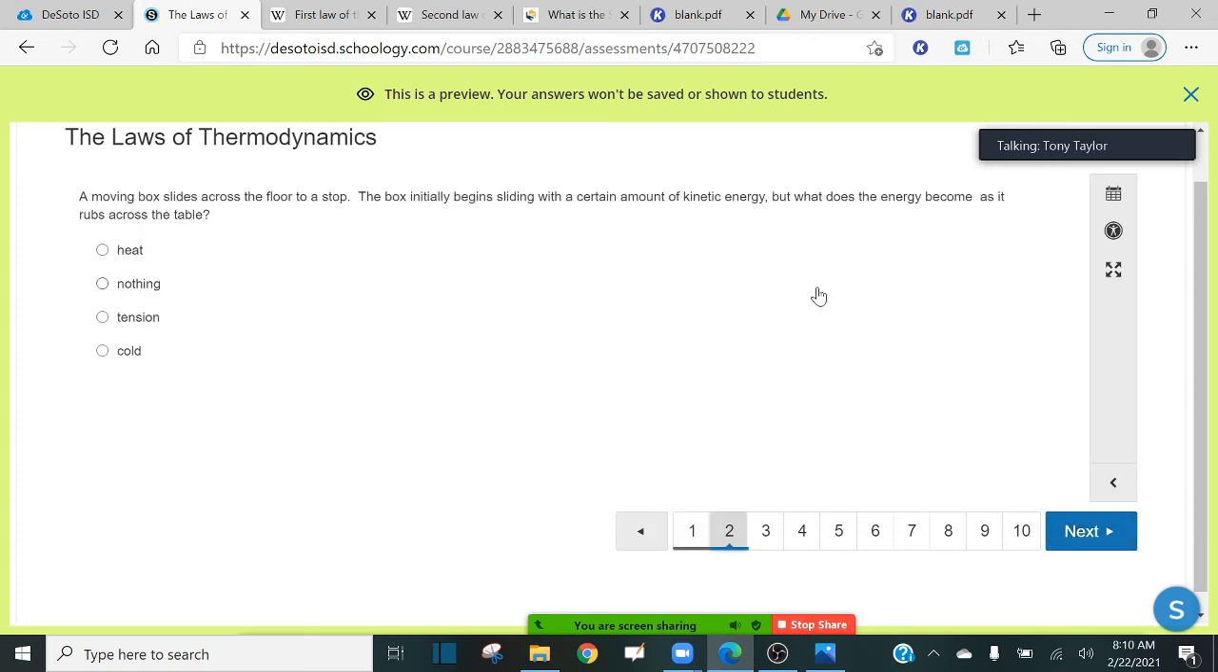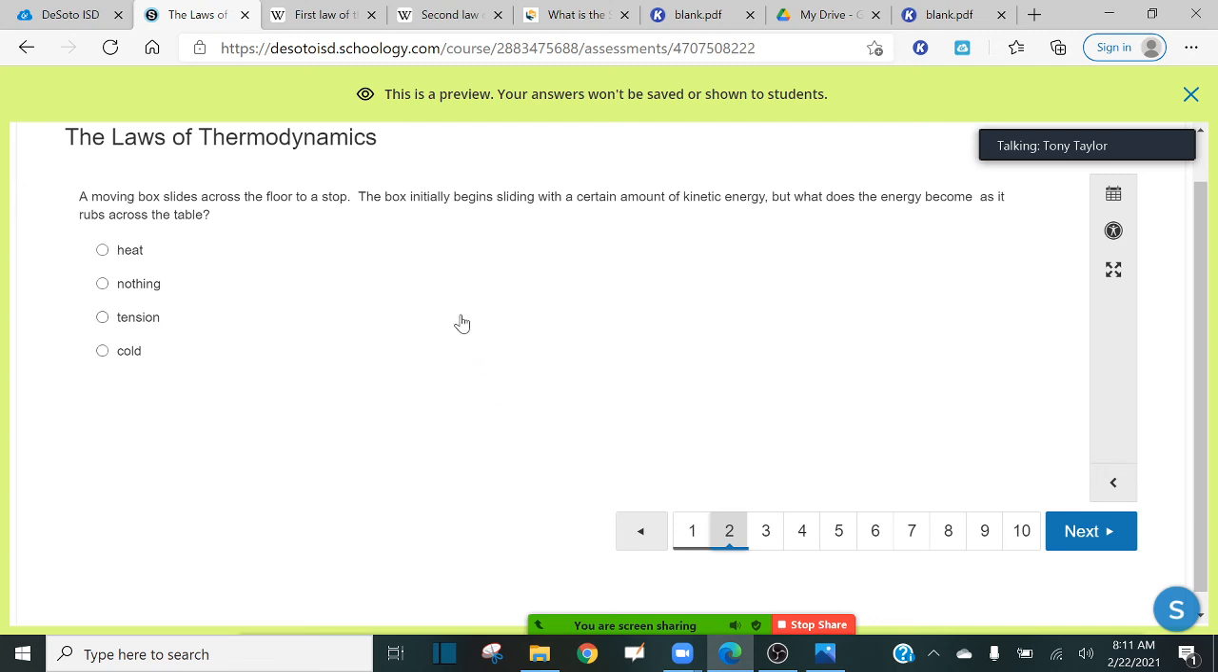Let's move on. Now, you guys, your questions may be in a different order from mine. If it's in a different order, just find the question as we go to it. So this question says, a moving box slides across the floor to a stop. The box initially begins sliding with a certain amount of kinetic energy, but what does the energy become as it rubs across the table? Guys, this should be obvious here.